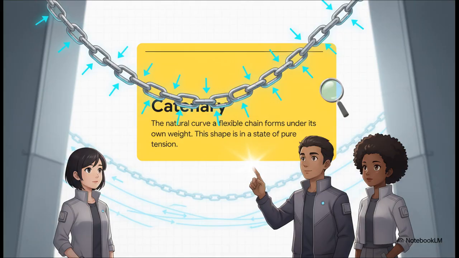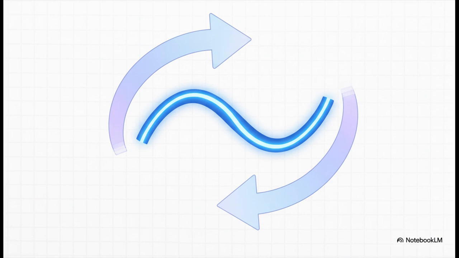To find the most perfect shape for a structure, we don't need some kind of supercomputer. We just need a simple chain. When you hang it between 2 points, it naturally forms this beautiful curve called a catenary. And in this shape, every single link is in a state of pure tension. No other weird forces are at play. It's perfect.